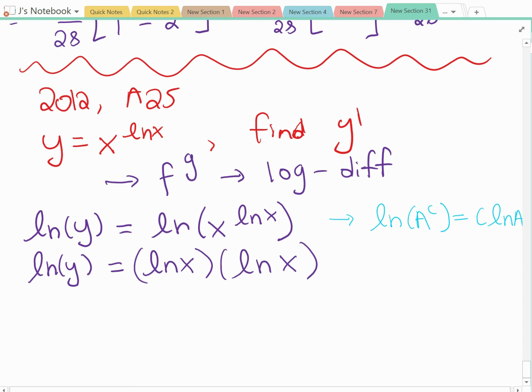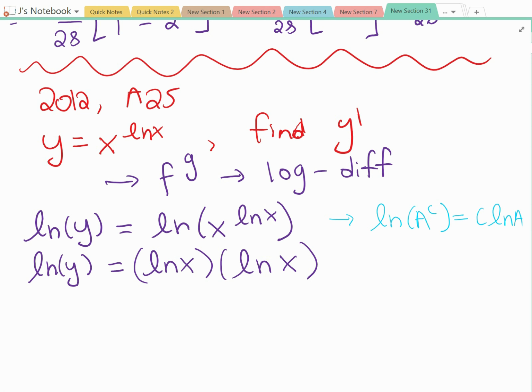You have not yet taken a derivative. What's written here is exactly equivalent to y is equal to x to the ln of x. There's two ways you can continue from here. One way is exponentiate both sides. You have y is equal to e to the power of the right hand side, and take the derivative using the method for taking the derivative of exponential functions.